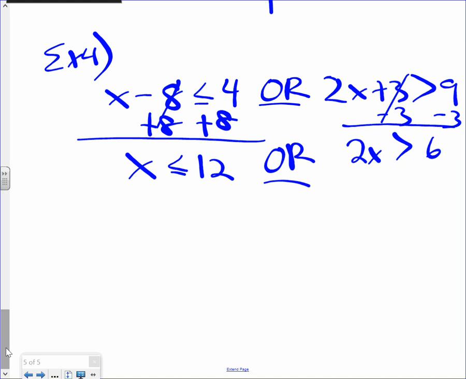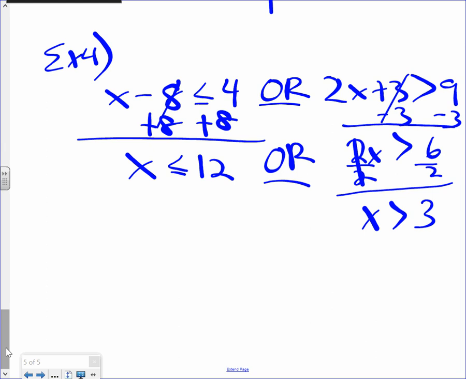Ice water now. I stands for isolate variable. Let's get x alone. Let's divide both sides by 2. That gets rid of the 2. W, watch out for negative numbers. We're not multiplying or dividing by negative numbers, so the sign doesn't flip. And there we go. x has to be bigger than 3 or less than or equal to 12. Let's graph this puppy. Remember, it's an OR problem, so the shading should be going opposite directions.